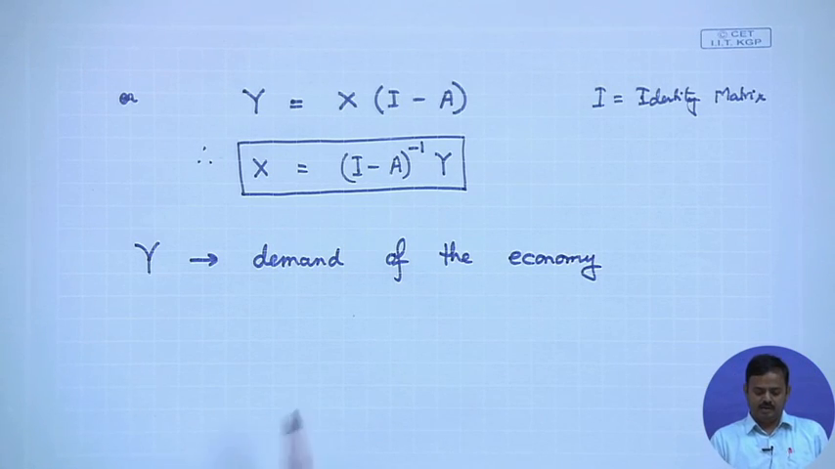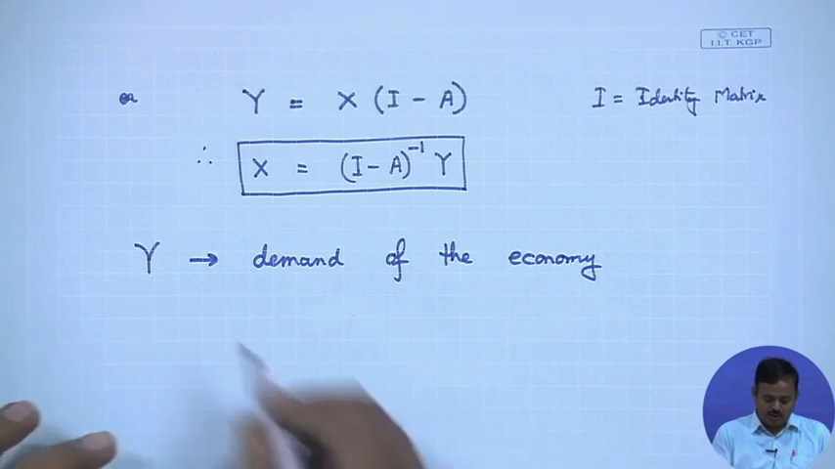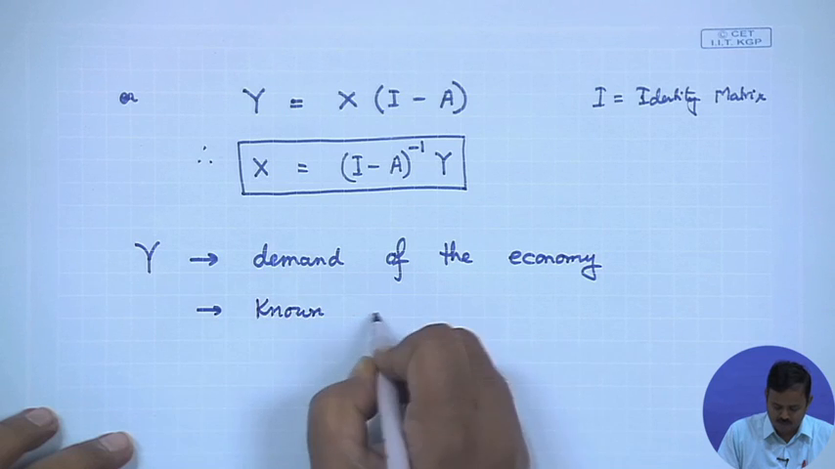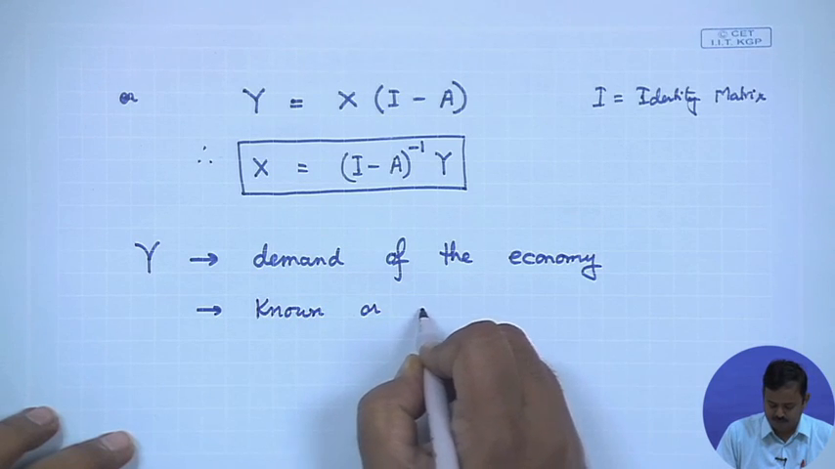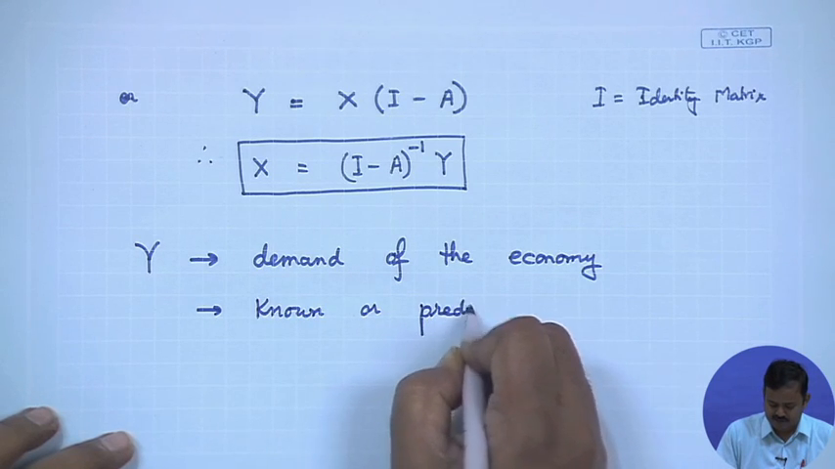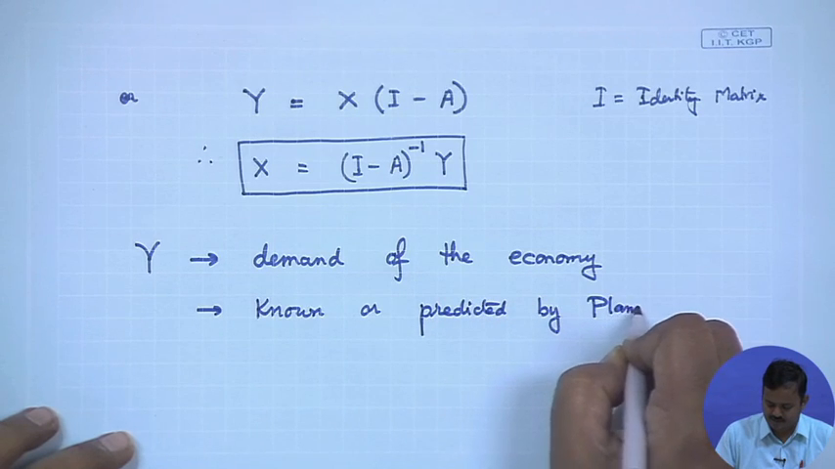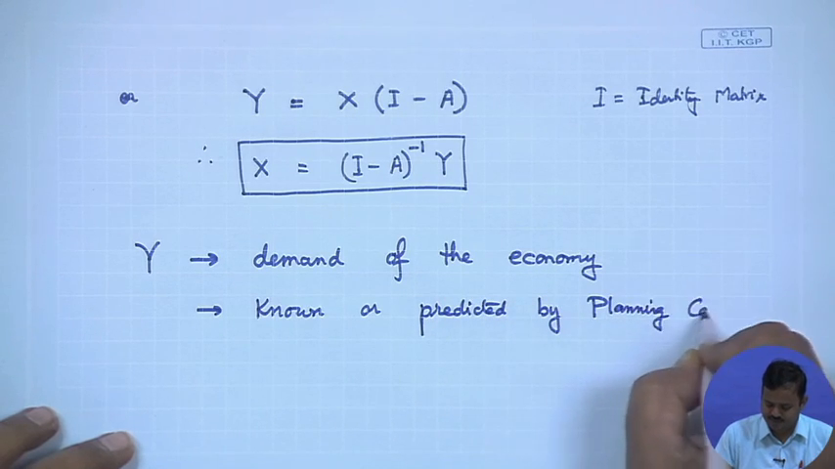But I just cannot produce exactly equal to what is demand, because part of it is going to be consumed by the sectors themselves. So, this sometimes is known or predicted by the Planning Commission.